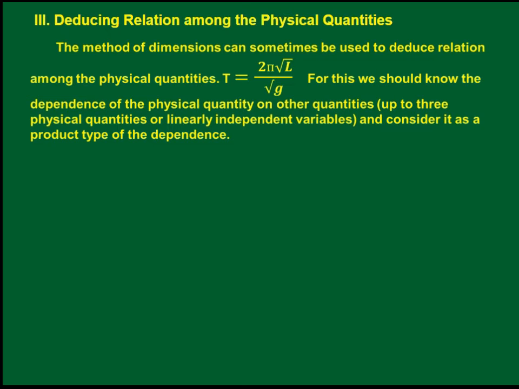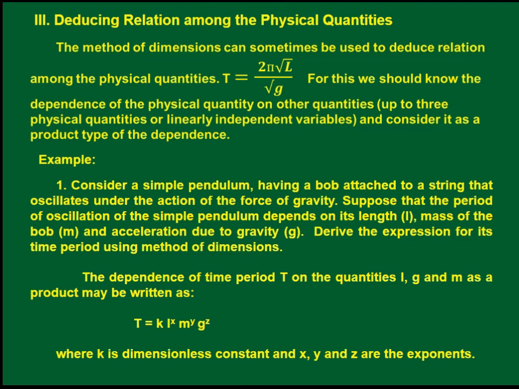Now we have to equate the left hand side and right hand side dimensions. So dimension of m is M to the power 1 L to the power 0 T to the power 0, L is equal to M to the power 0 L T to the power 0, g is equal to M to the power 0 L T to the power minus 2, and T is equal to M to the power 0 L to the power 0 T. Substituting, you are getting T equal to k, a constant, L to the power x, m to the power y, and g to the power z.